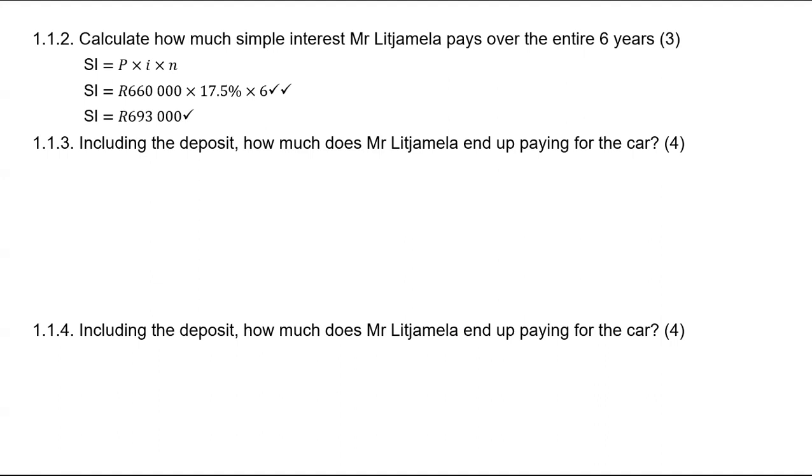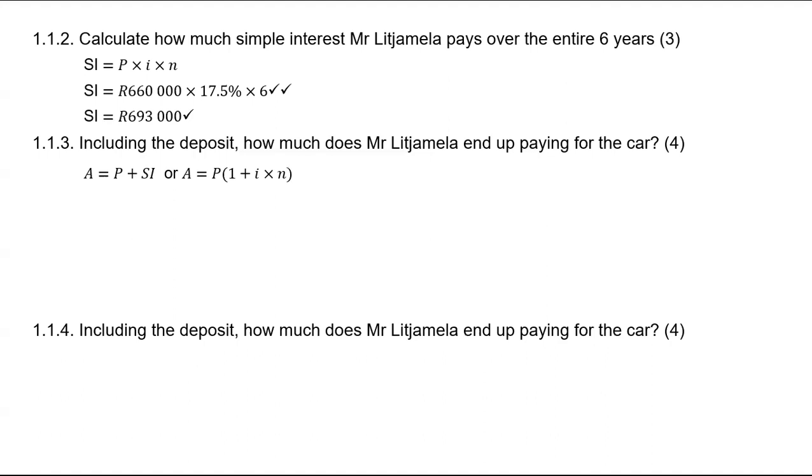Another method is by calculating A. Once you've got your A, you take your A, you minus your P. And that's how you will get the simple interest. So it's your choice as to which one you want to use. Okay. What is this A that we're talking about? A is the amount that Mr. Dijamela has to pay over a period of 6 years. So we need to find out if Mr.